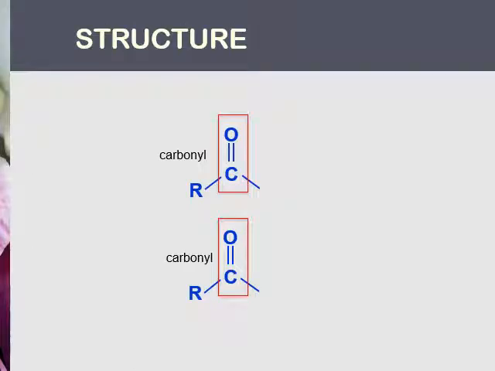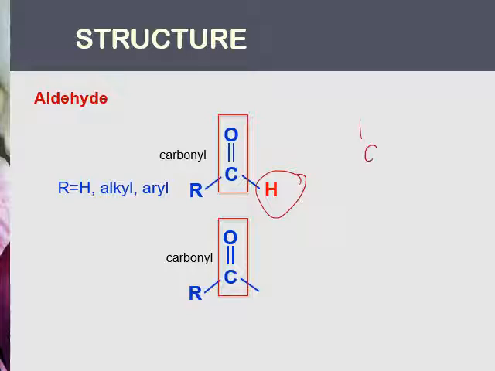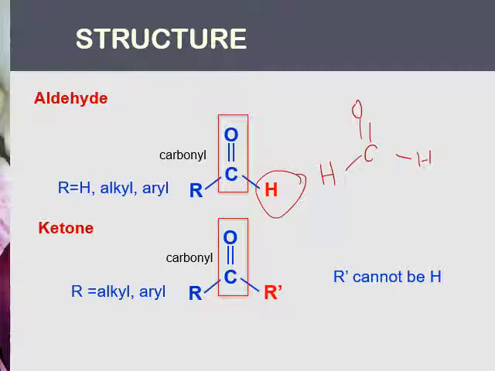If at least one side of the carbonyl group is hydrogen, then this is called an aldehyde. The simplest one is when both sides are hydrogen, and this is called formaldehyde. Now, if both sides are carbon, that's a ketone, and the simplest ketone is when both sides are methyl groups, and this is called dimethyl ketone or acetone.